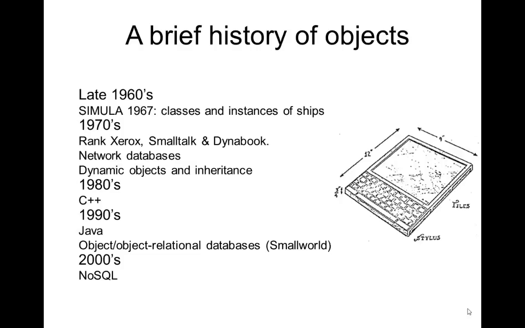Now in the 2000s, we've got the world of NoSQL databases. And to me, many of those are kind of object-like databases. Some of those are object-like databases. They've got object-like characteristics. So we've basically got, it's had a parallel life to the relational model.